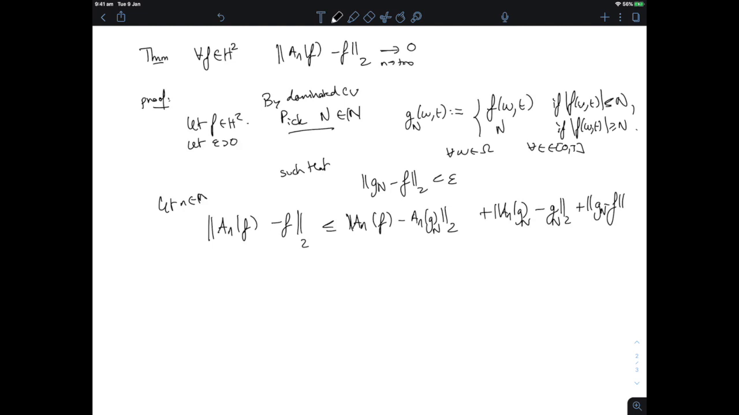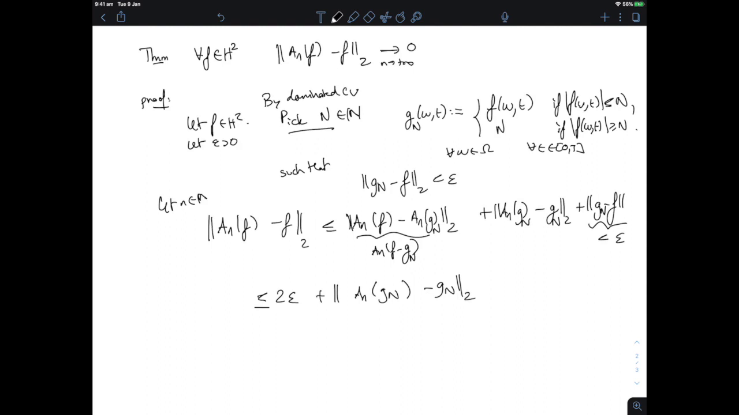Okay, now I know that this last term here is smaller than epsilon. That's the way I've chosen my capital N. Right, now what do I do next? I use the fact that An is a linear map, so this is An of f minus g_N. And we know that it contracts the L2 norm. That was one of the remarks we made at the beginning, a consequence of Jensen. So this first term is also smaller than epsilon. So this has to be smaller than 2 epsilon plus An g_N minus g_N in L2 norm. That's a typical approximation argument.